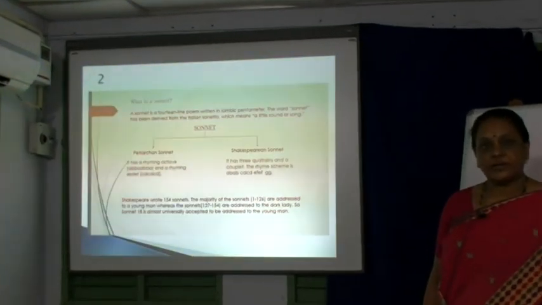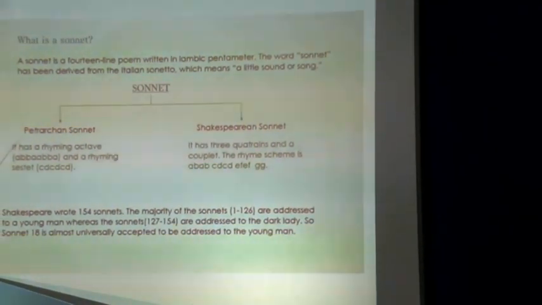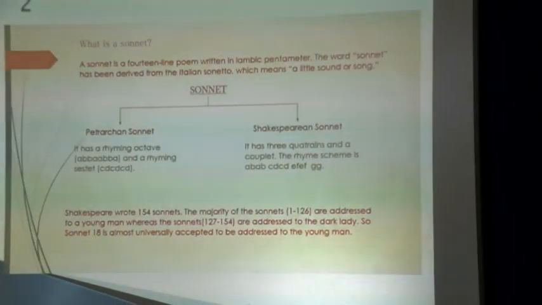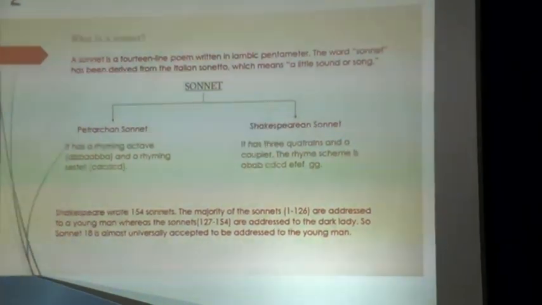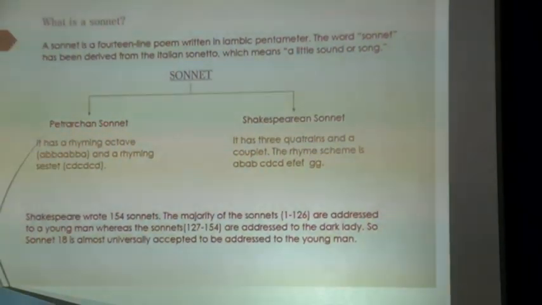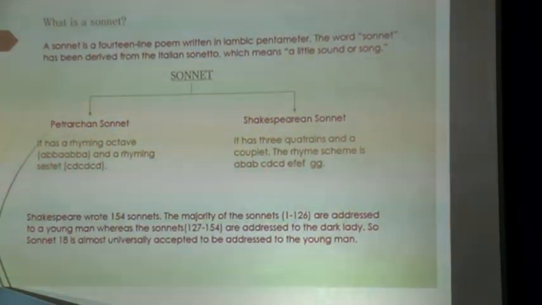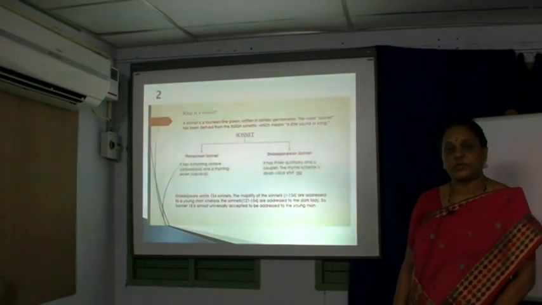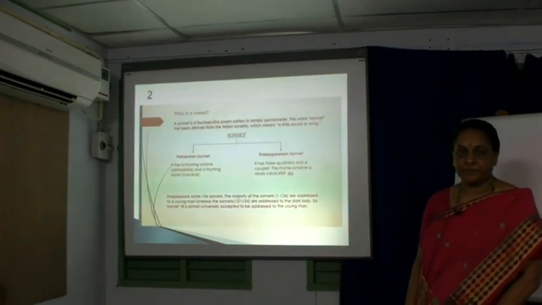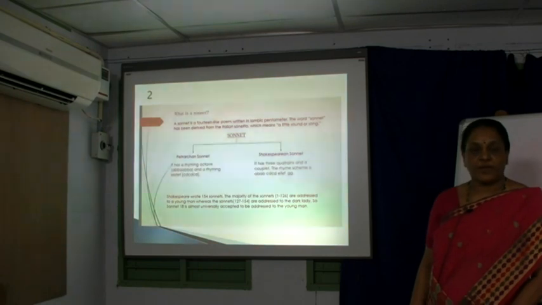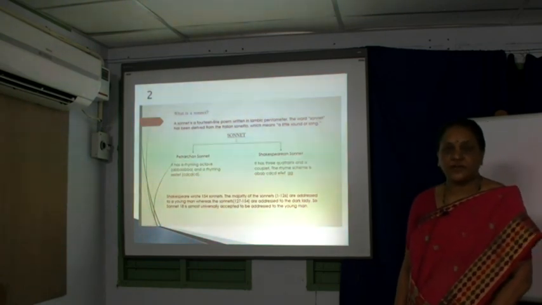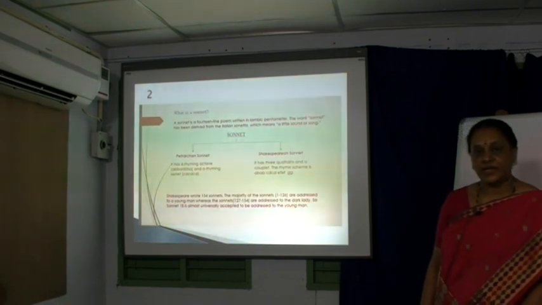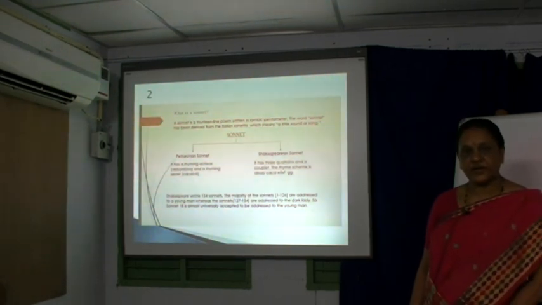The Petrarchan sonnet is divided into two parts. The first part consists of 8 lines and the second part consists of 6 lines. And the Shakespearean or Elizabethan sonnet has 3 quatrains and a final couplet. Now Shakespeare has written 154 sonnets addressed to a young friend and to a dark lady. As this is universally accepted, we can say that sonnet 18 is addressed to a young friend of Shakespeare, a young man.